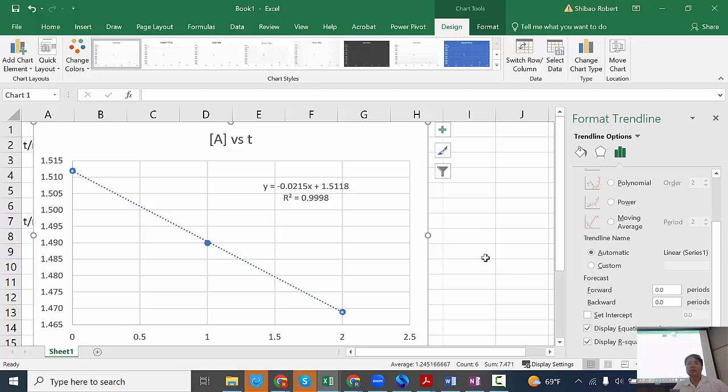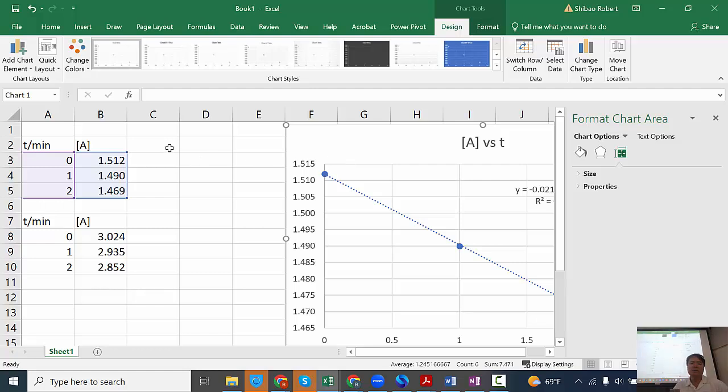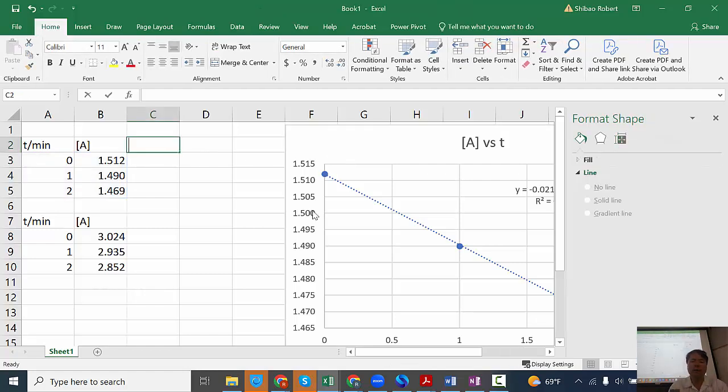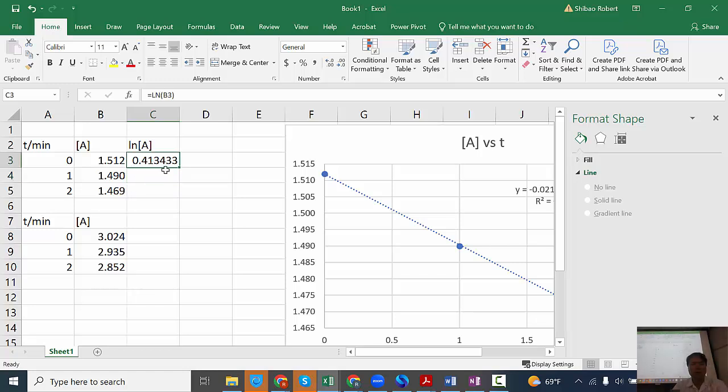But let's try the other and see what we get. So I'm going to move this data. The easiest way to make the others is just use Excel to do the calculation for us. So I'm going to do the ln of A. When I do ln of A, I'll just type equals natural log of this cell here, B3, and then enter that. And then I'll just copy and paste that down here.